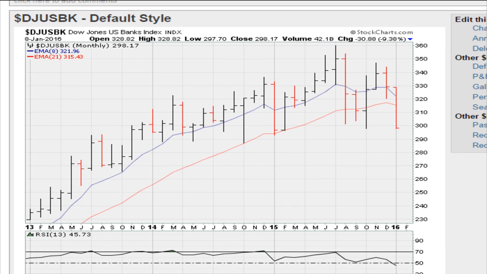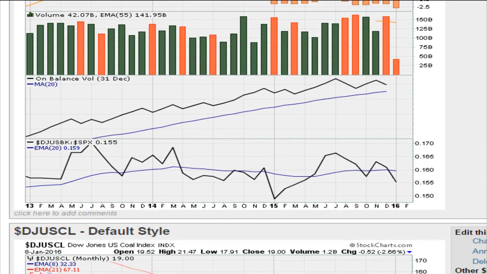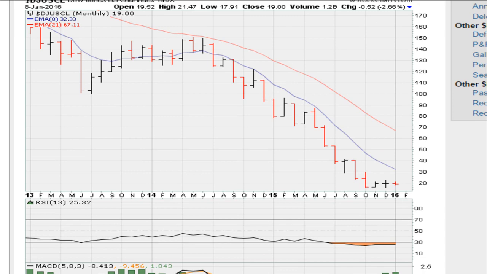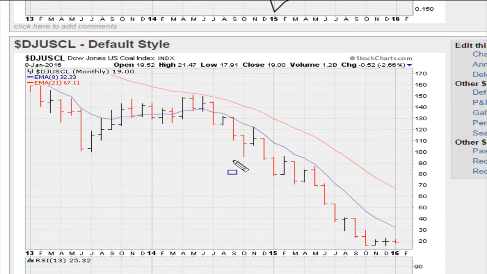Here's one that is the banking index cracking below 50 right now. So that's why it's of interest. It's cracked below 50, so it's weak. And here's one that has been weak over the last couple of years, which is the coal index. But I still want to take a look at the ideas in this sector.